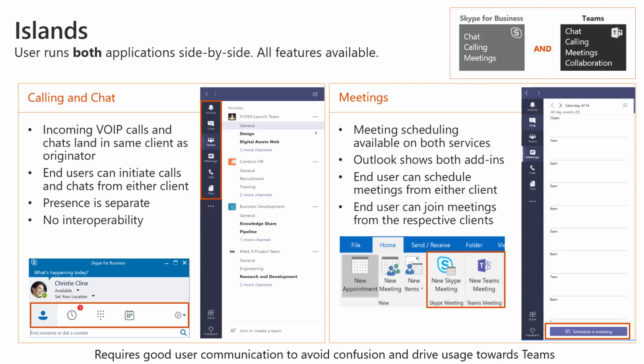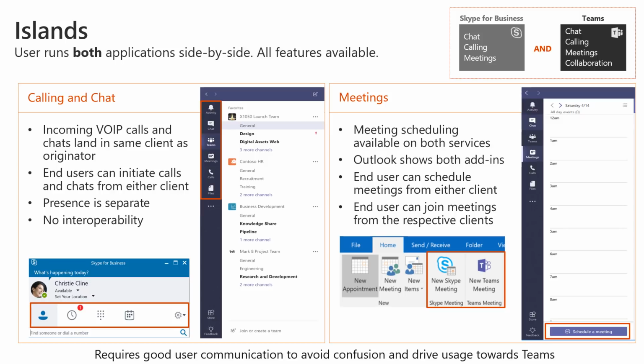Now, from a calling and chat perspective, when a user is in islands, incoming voice over IP calls or VoIP calls and chats will land in the same client as the originator. So if the first person, which would be Alice, sends a message to our second person, which is Bob, and Bob is in islands, Alice utilizes Teams to send her message. That message will land in Teams for Bob. If Alice uses Skype for Business to send the message, it will land in Skype for Business for Bob. So incoming VoIP calls and chats will land in the same client as the originator.